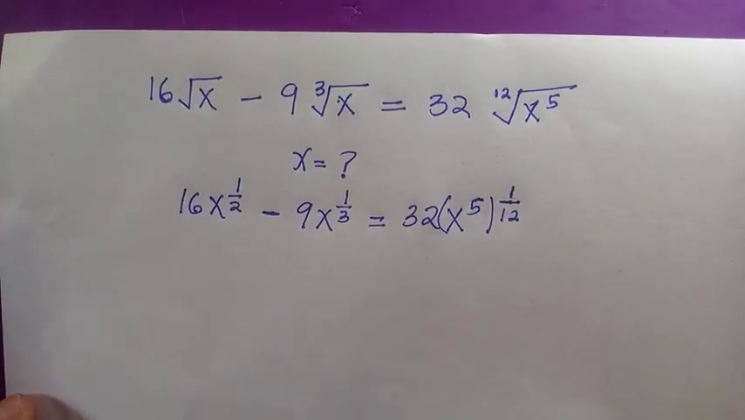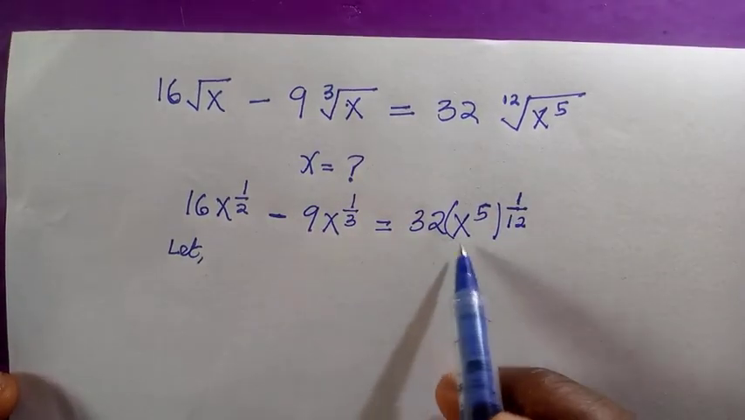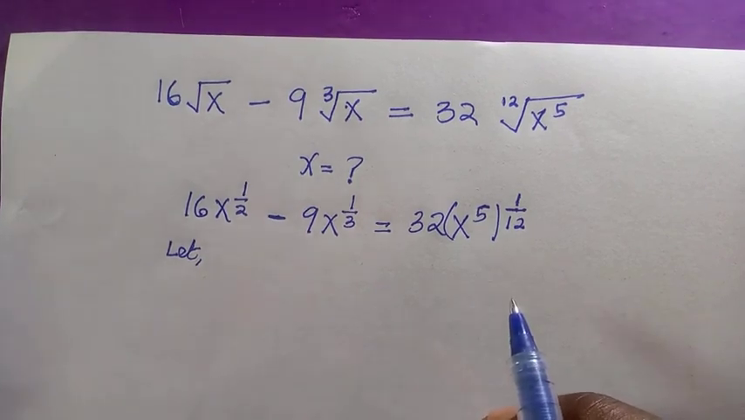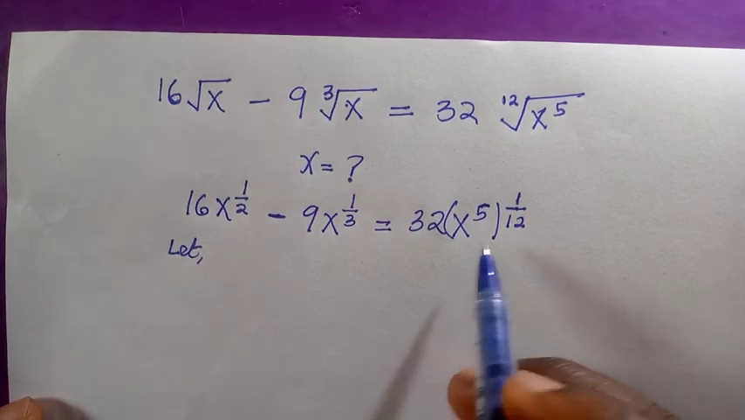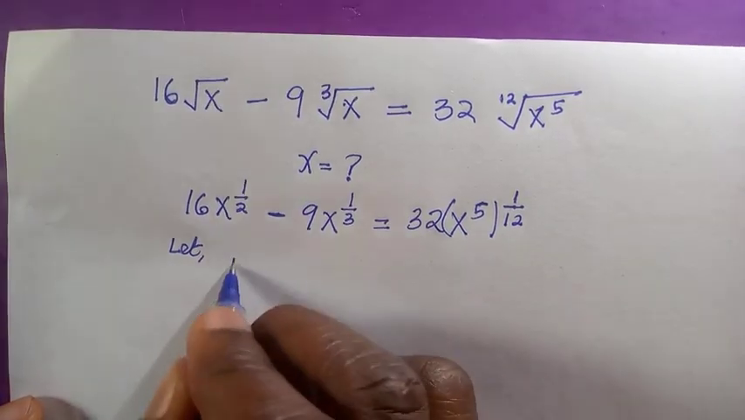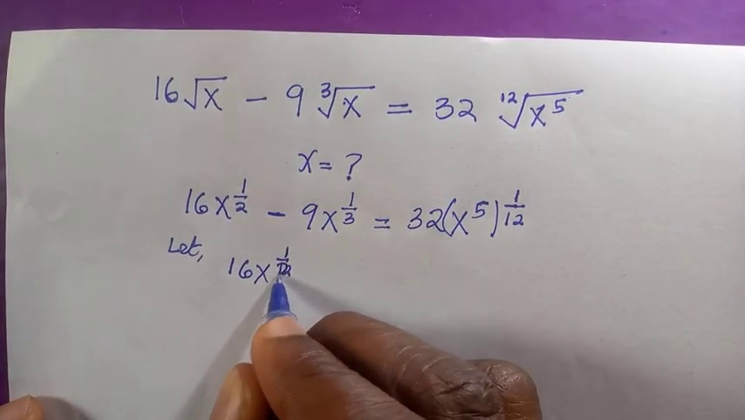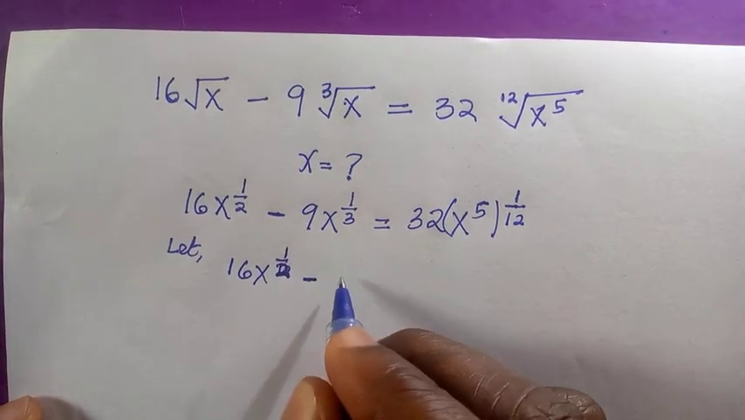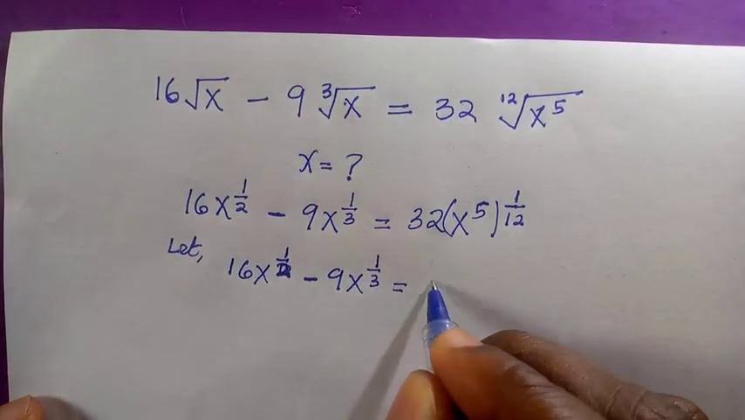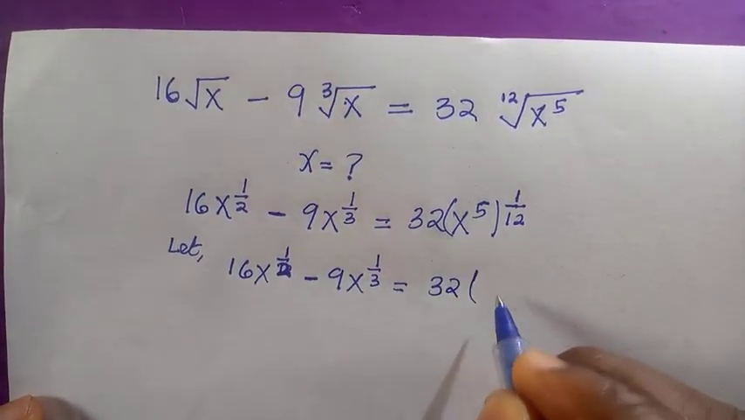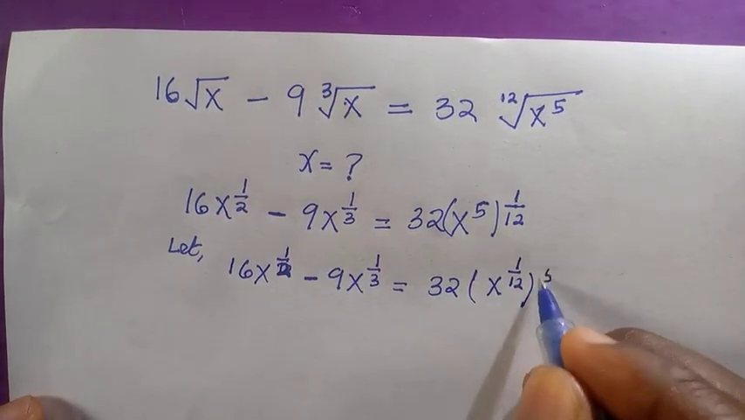And looking at this, before I let this, I want to make this thing very easy. If I replace this 5 and 12 with 1 over 12, we have x raised to the power of 1 over 2 minus 9x raised to the power of 1 over 3 equals 32, then x raised to the power of 1 over 12 and everything raised to the power of 5.